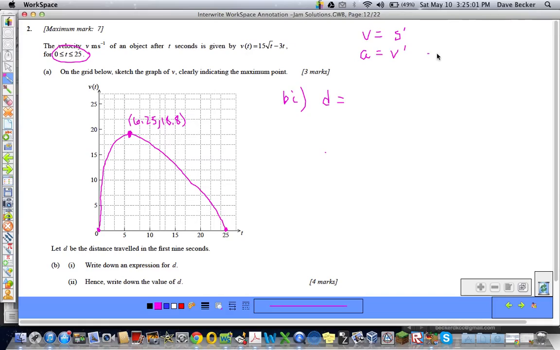So that means that the integral of A equals V and the integral of V equals S, or position or distance. So the distance is just going to be the integral of the velocity function. It says for the first 9 seconds, so it's from 0 to 9, and that will be the integral of 15 root t minus 3t dt. And we're going to crank that into our calculator.